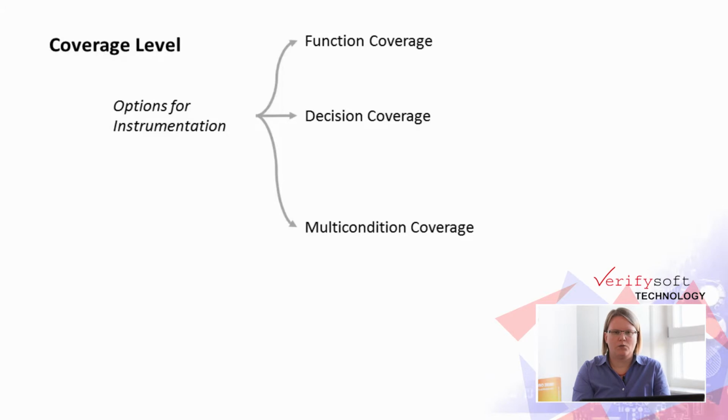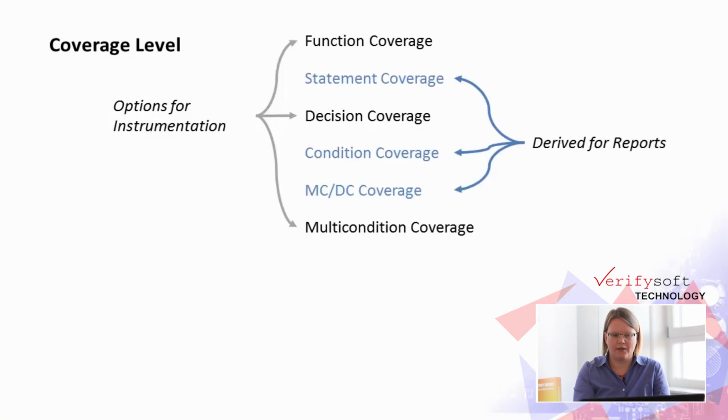Earlier we talked about several levels of coverage, and now the question is, what does CTC++ measure? We have 2 phases again. During the instrumentation phase you can decide between 3 different coverage levels that are function coverage, decision coverage and multi-condition coverage. And all other coverage levels are then derived during the building of the reports.